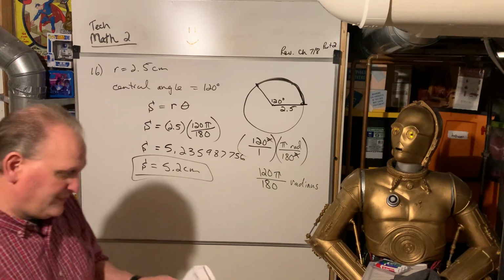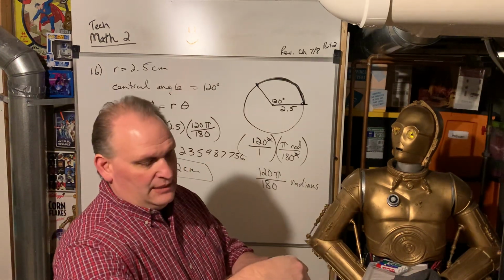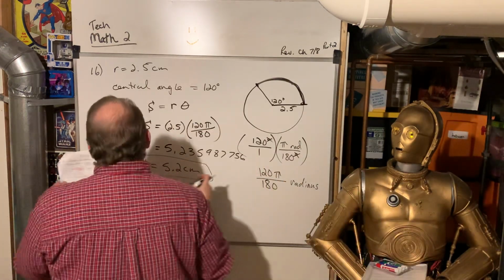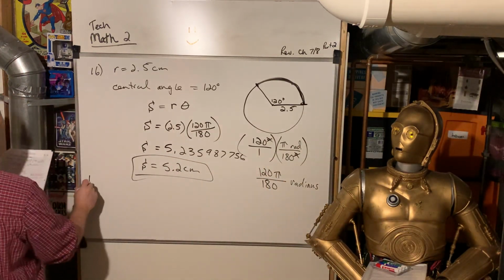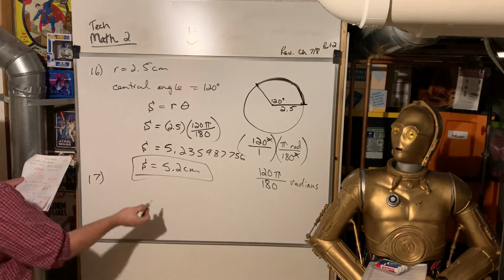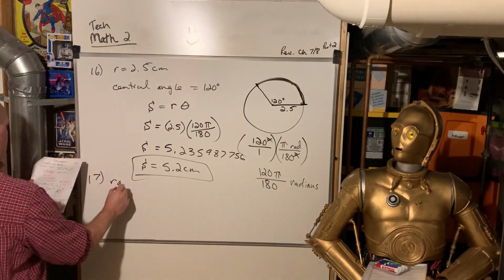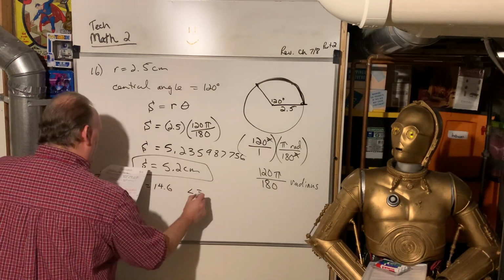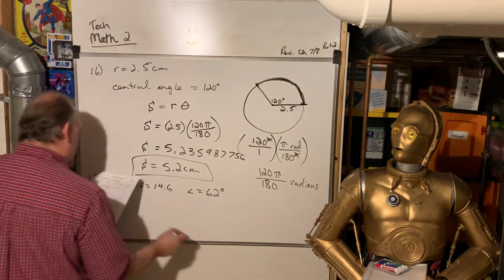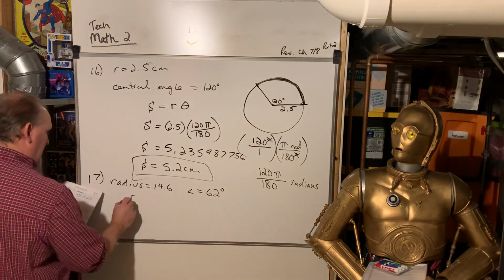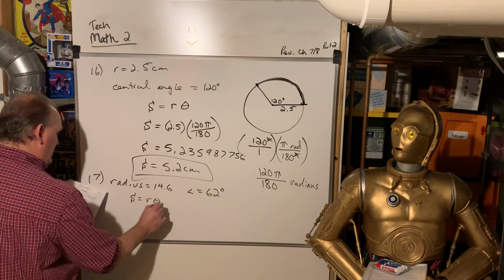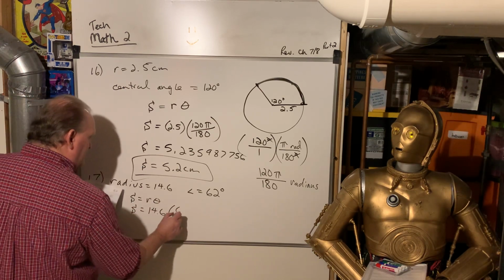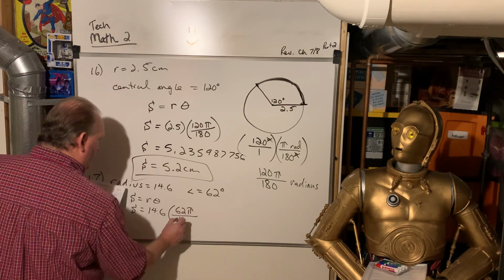All right. Next, radius is 14.6, central angle is 62. Same dog, different fleas. Look, I'm not even going to erase this one. It's just exactly the same. They just gave us the radius is 14.6 and the central angle is 62 degrees. So it's just S equals R theta. S is equal to 14.6 times 62 pi over 180.